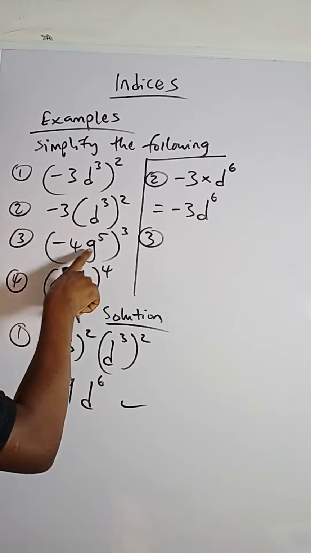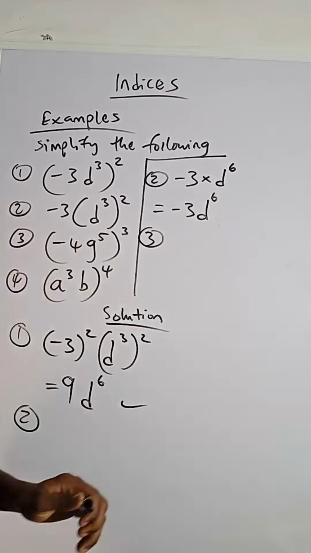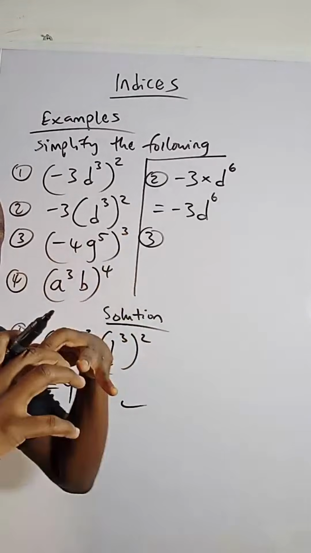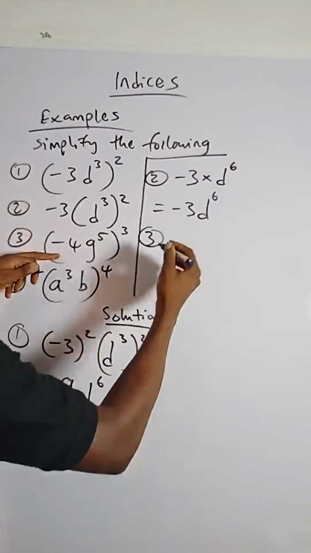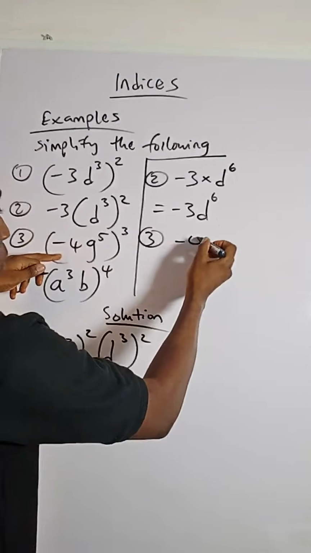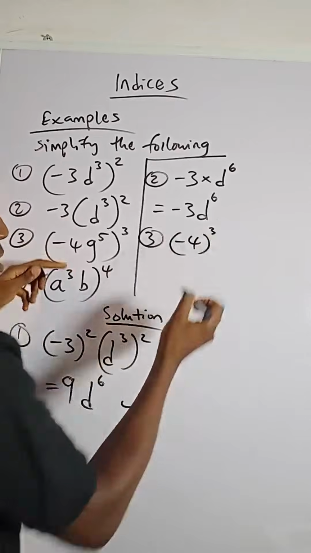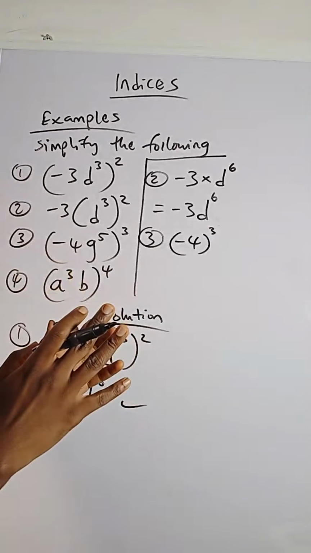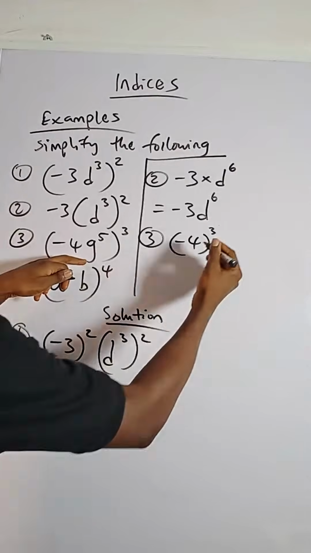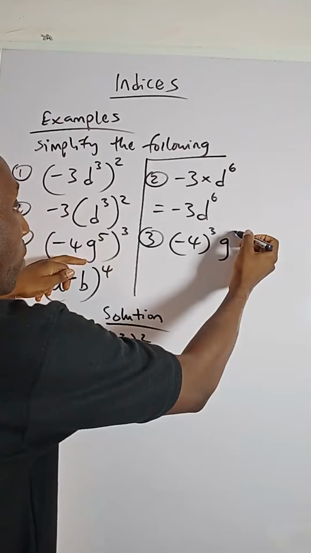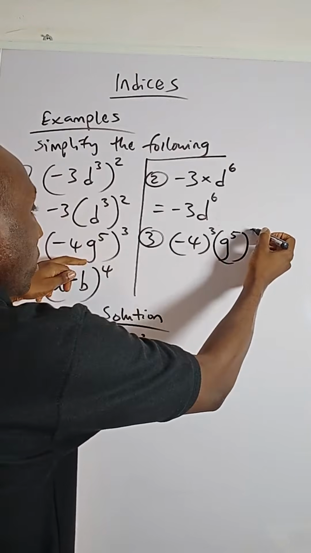This is minus 4G raised to the power of 5, all raised to the power of 3. This 3 will be applied to everything you have in the bracket. So this will be minus 4 raised to the power of 3. You see the way I am distributing the powers to the product in the bracket. And then you have G raised to the power of 5. You can do this as well. You see that?